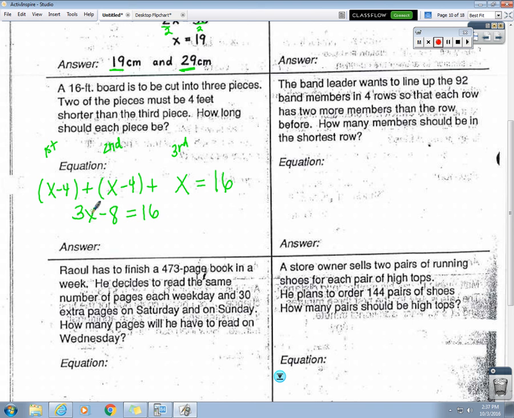Now to solve for x, what do I do? Add 8. So that gives me 3x equals 24. And now I divide by 3, so x equals 8. Now, x, just a regular x, that's the 3rd piece, which is the longest, right? So if the longest one is 8, what are the other 2? 4 and 4. And do those 3 lengths add up to 16 total feet? Yes. Okay, we're going to jump around a little.